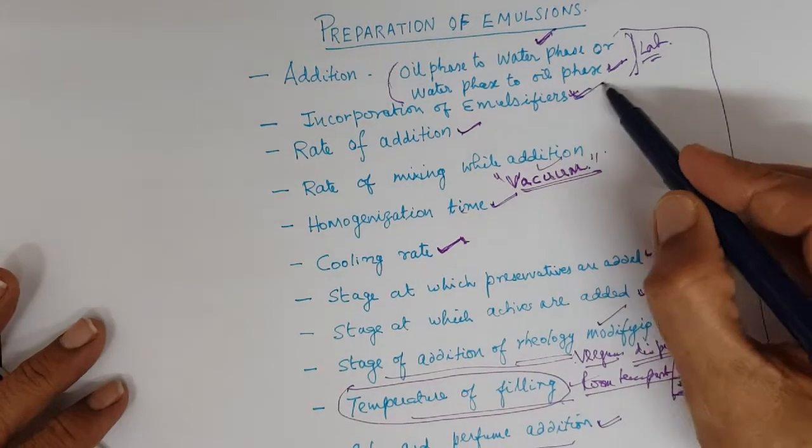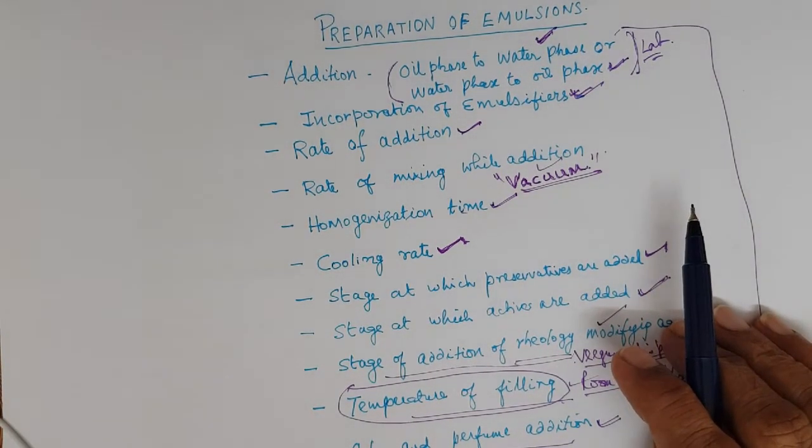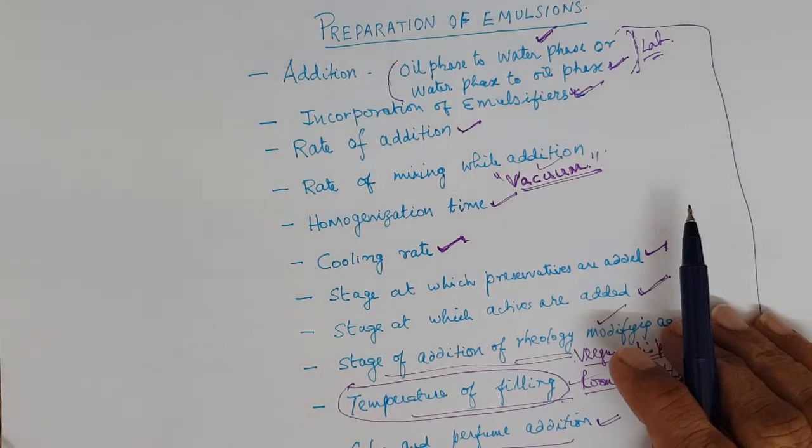Then incorporation of the emulsifier. Emulsifier can be added in the oil phase itself. High HLB emulsifier can be added in the water phase and low HLB in the oil phase.